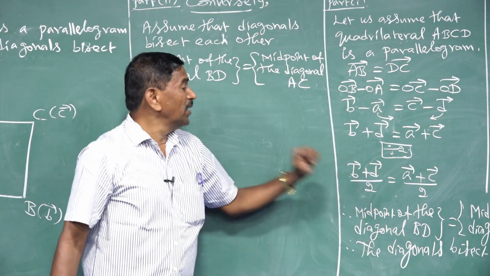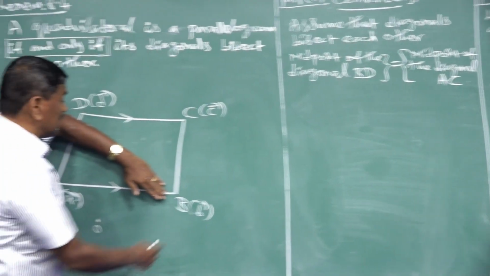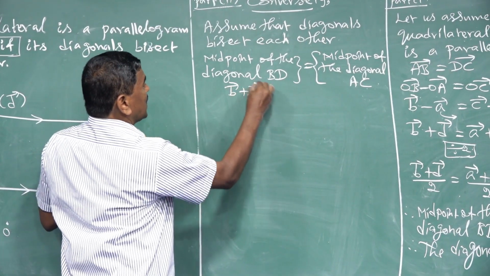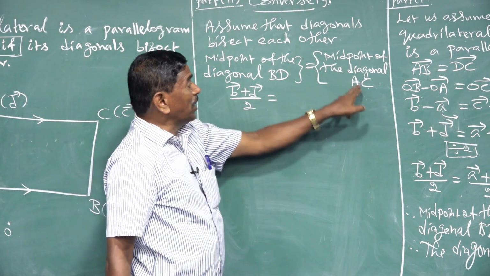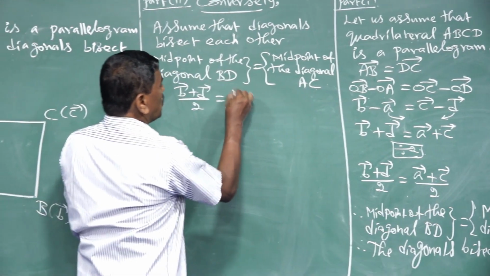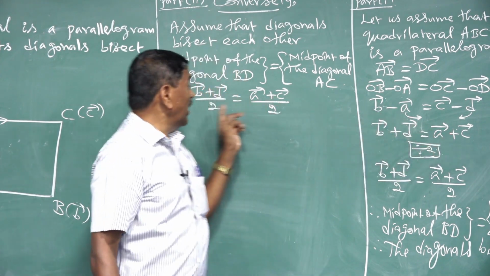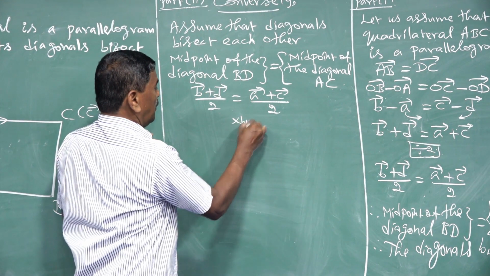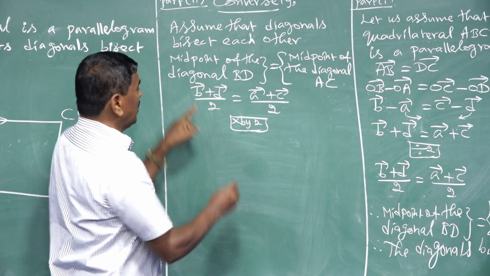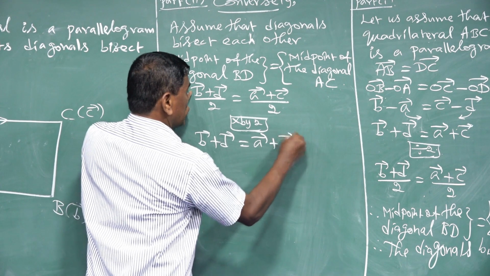Okay, what is the before step? That is, the midpoint of the diagonal BD is equal to, from the diagram also, B vector plus D vector by 2, which is equal to the midpoint of the diagonal AC, equal to A vector plus C vector by 2. Now, I want to eliminate the by 2. Okay, any idea? Yes, multiply by 2 on both sides. Multiply by 2 means divided by 2 cancels. Okay, your answer is B vector plus D vector is equal to A vector plus C vector.